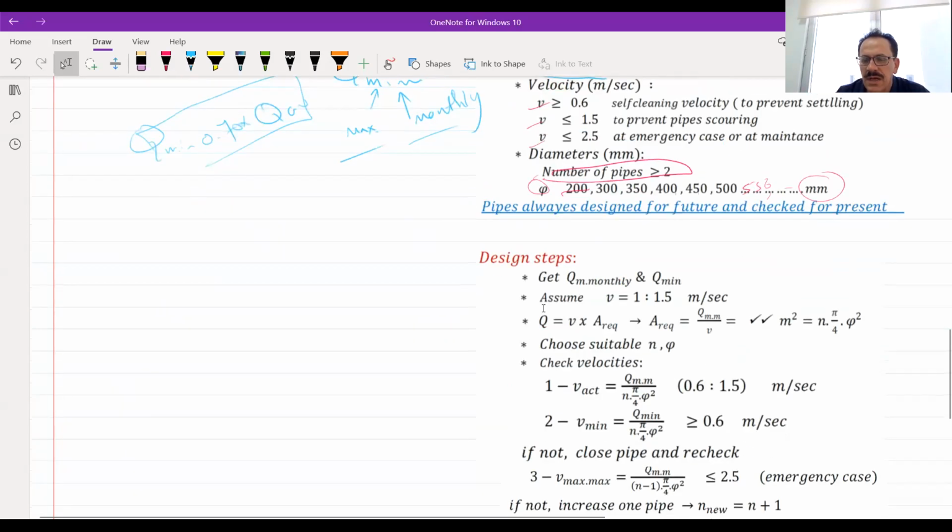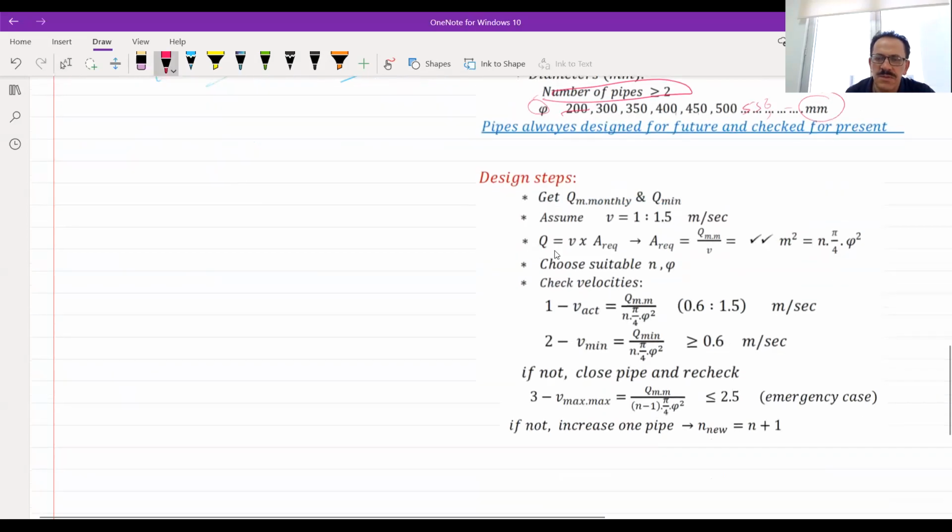Now, what I have to do, the steps: first of all, I have to get the maximum monthly Q and the minimum Q. How to find it? C times population times Q design times 1.4. And the Q design times 0.7, I can get the 2 Qs. Now this is the first thing, I am done with the Q.